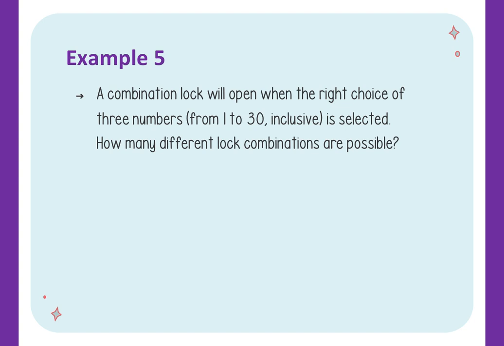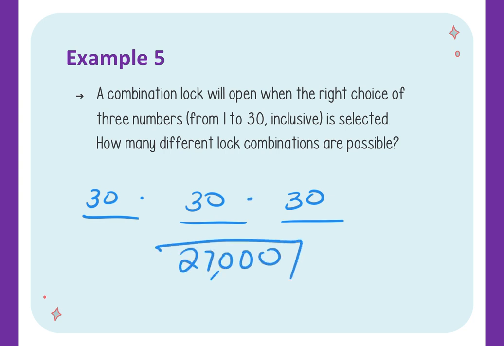All right, example 5 says a combination lock will open when the right choice of 3 numbers from 1 to 30 inclusive is selected. How many different lock combinations are possible? So 3 numbers, 1, 2, 3. Each of them has how many options? 30, because it is from 1 to 30 inclusive, which means you include 1 and you include 30. So there are 30 options for the first one, 30 options for the second one, 30 options for the third one. And then I just multiply them all out. There are 27,000 combination possibilities.